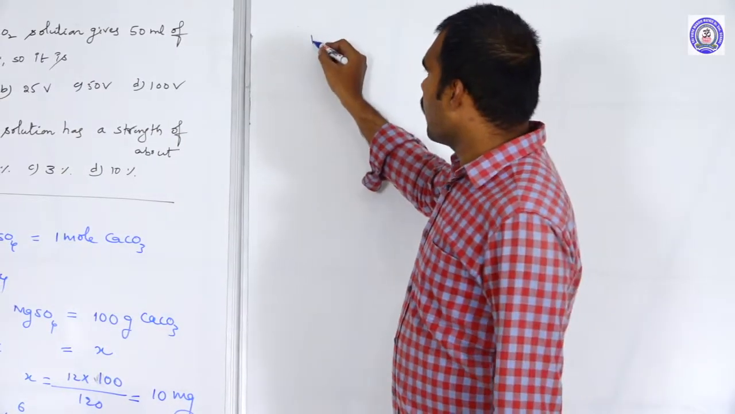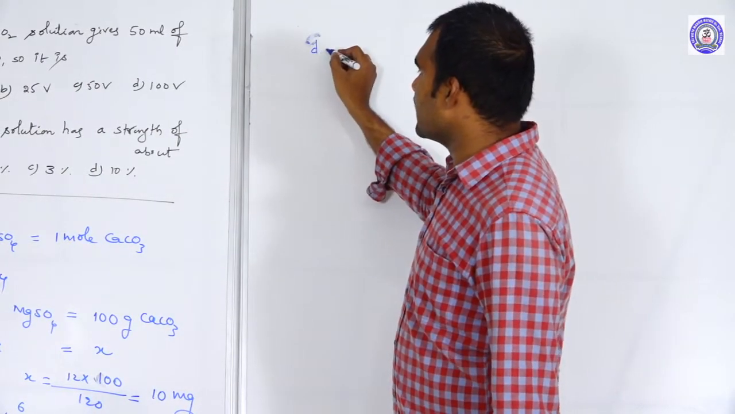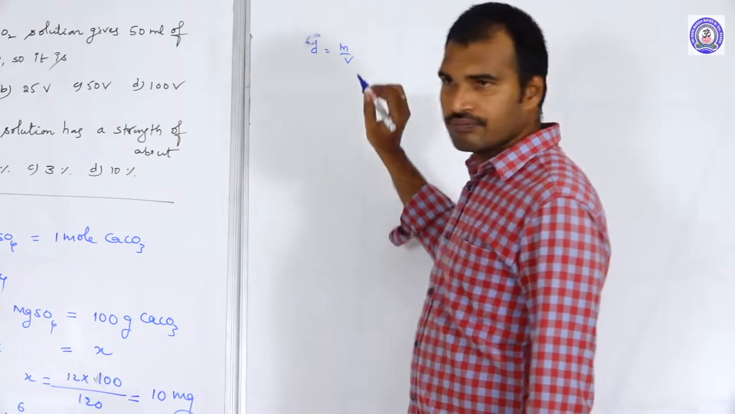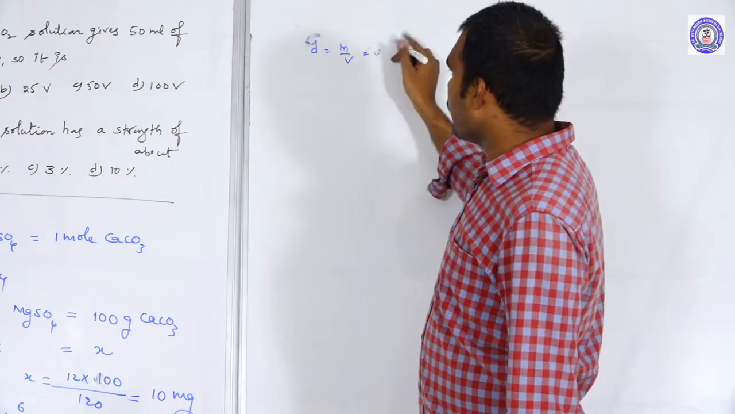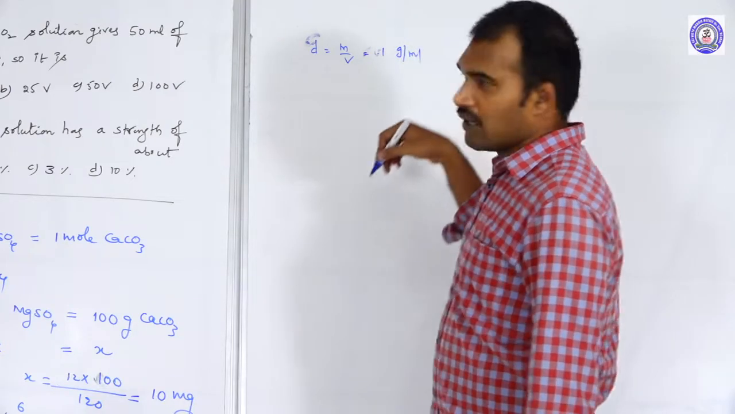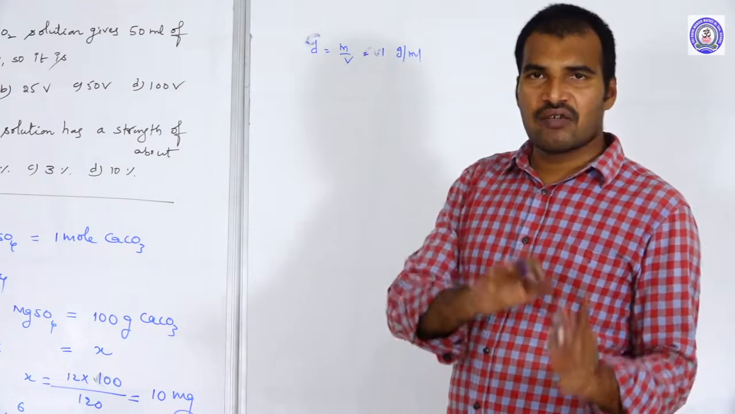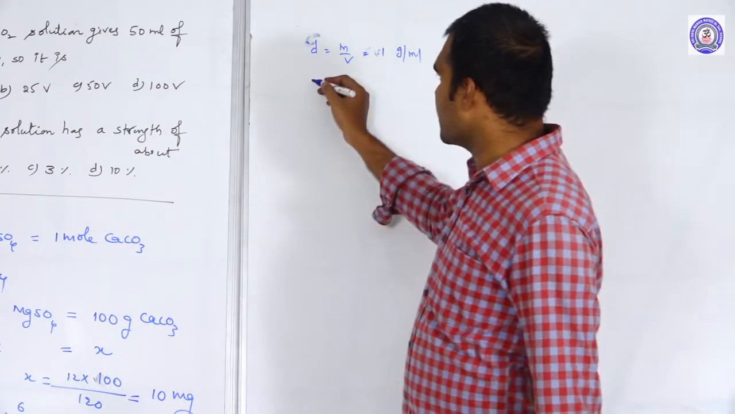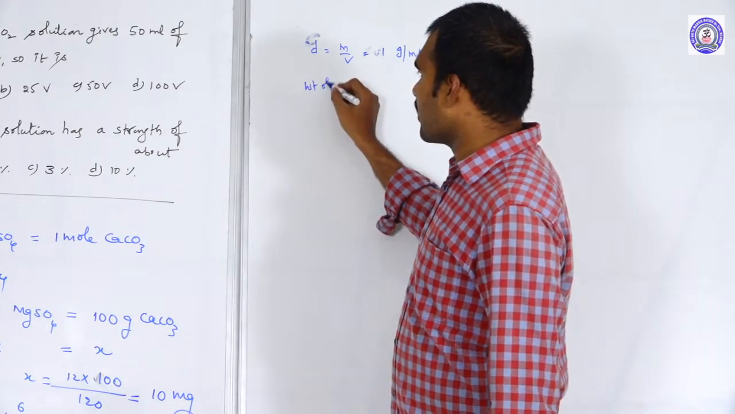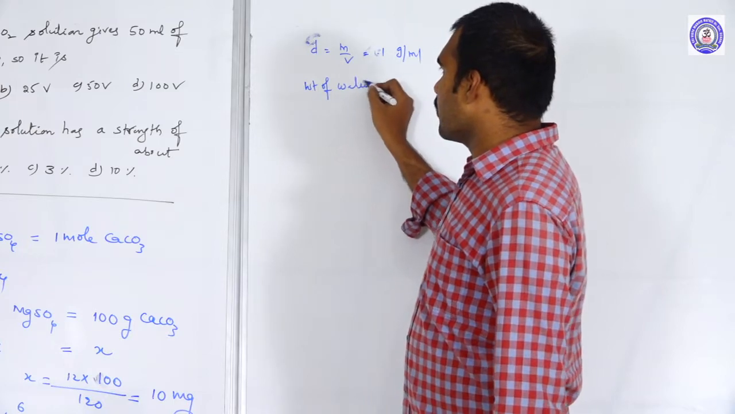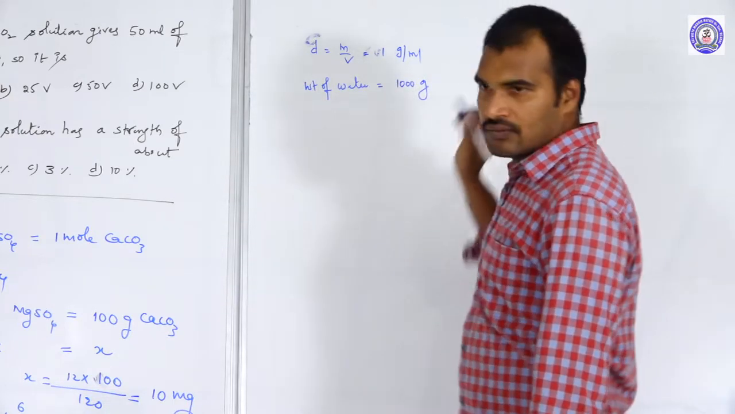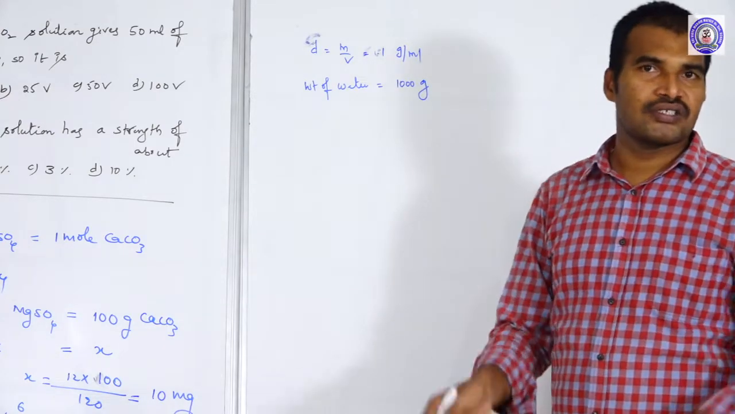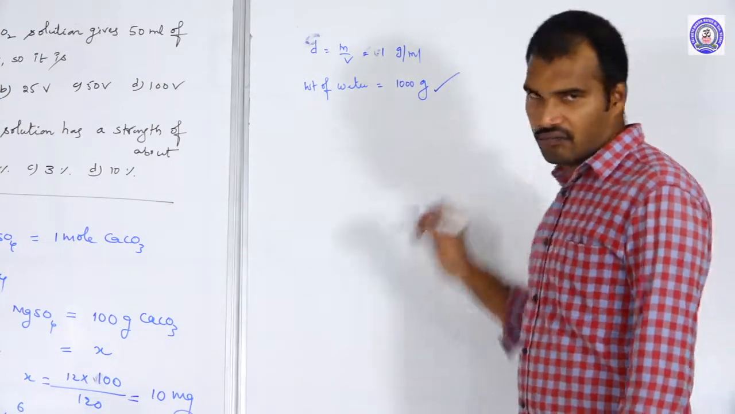As we know, density is equal to mass by volume. So the density of water is 1 gram per ml. That is why you can take the same volume as weight. So the weight of water is 1000 grams. 1000 ml is equal to 1000 grams. So this is the weight of water.